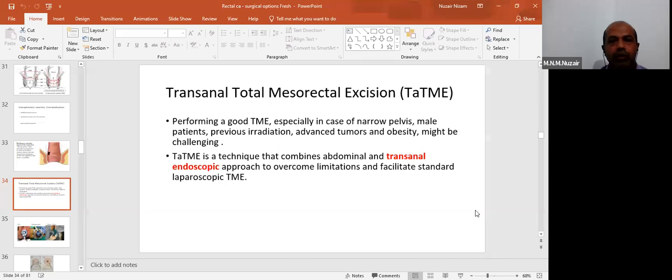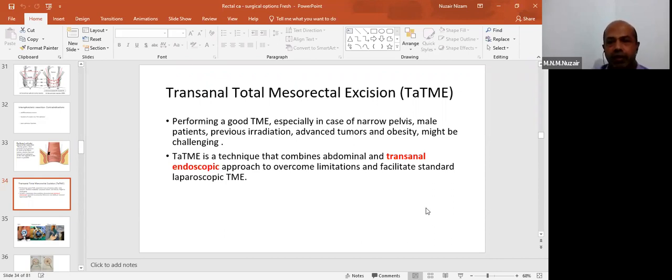And now there's another new topic called transanal total mesorectal excision. In some patients, total mesorectal excision is difficult. Laparoscopically, it's very difficult, but it is a bit easier if you are doing robotic resections. Mainly the male pelvis, they have narrow pelvis and advanced tumors with obesity. It may be difficult to do an ultra-low anterior resection or intestinal resection.